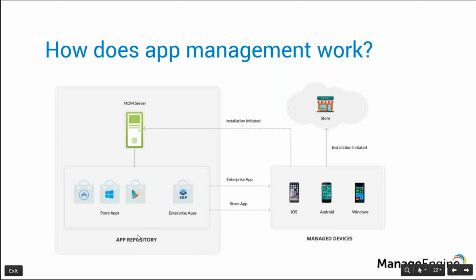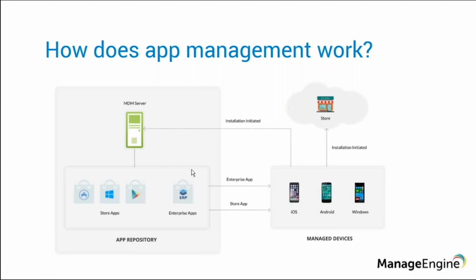The MDM server has an app repository which contains the repository of both your store apps as well as your enterprise apps. Store apps are those apps that are available for public download on the respective app stores, whereas enterprise apps are those in-house apps which are specific to your corporate. Using the MDM server, you can distribute both your store apps as well as your enterprise apps directly onto the respective managed devices. Now, when it comes to the installation of these apps on the devices, the store apps are installed by the respective app stores, whereas the installation of enterprise apps is taken care of by the MDM server.